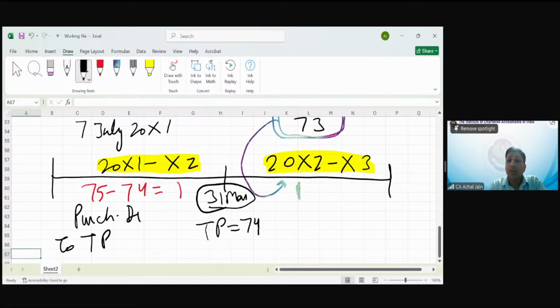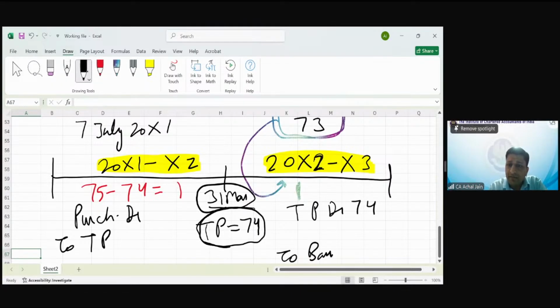Now, in X2, X3, you have this balance sheet item. So you'll settle this or not? So you'll say trade payable debit 74 to bank 73, and the differential, you'll say to forex gain 1. So there has to be a balance sheet impact always. Clear? Yes, sir. Thank you.